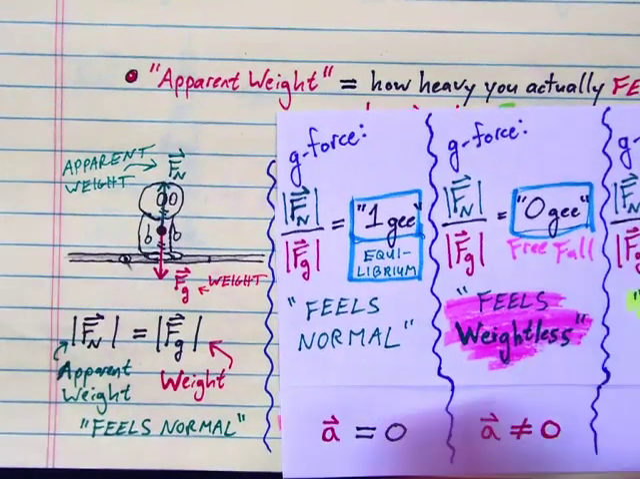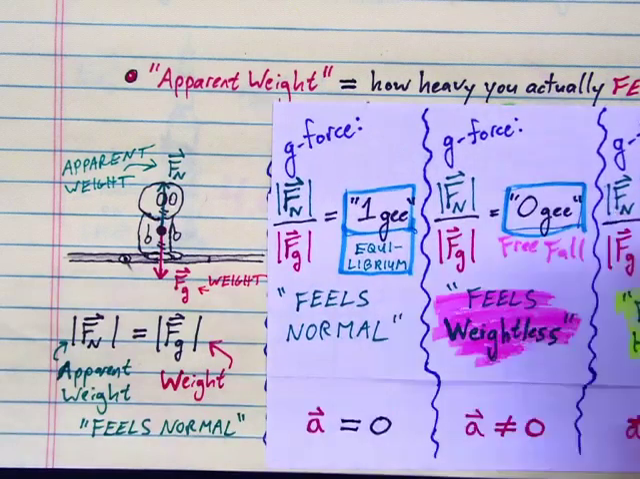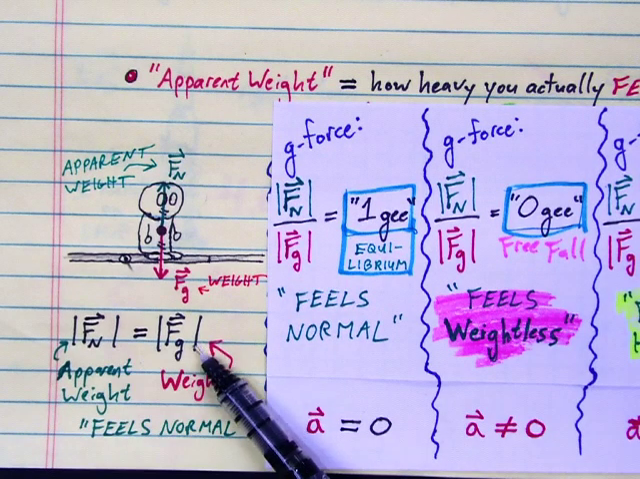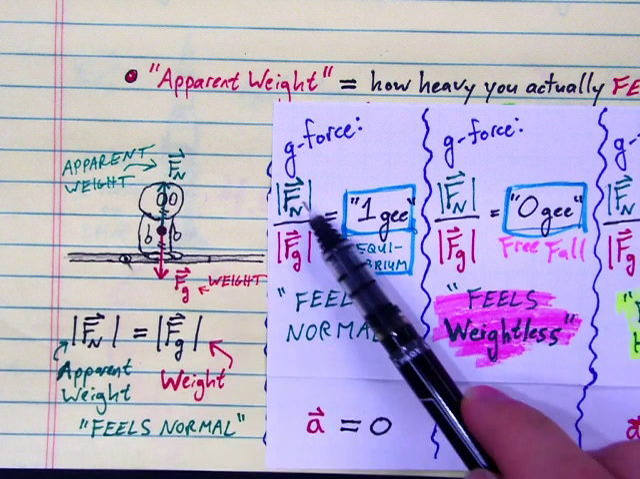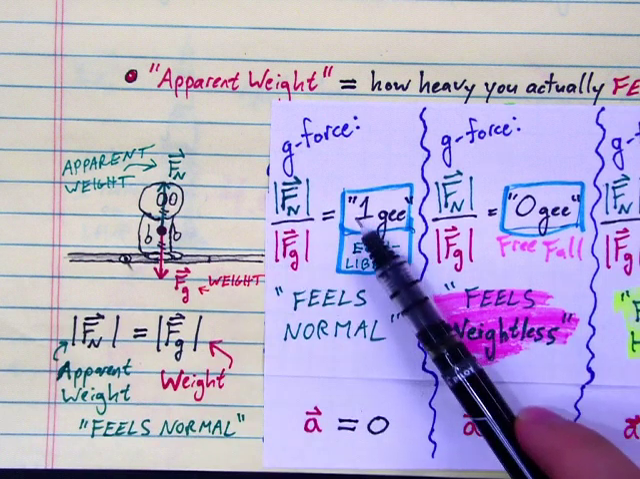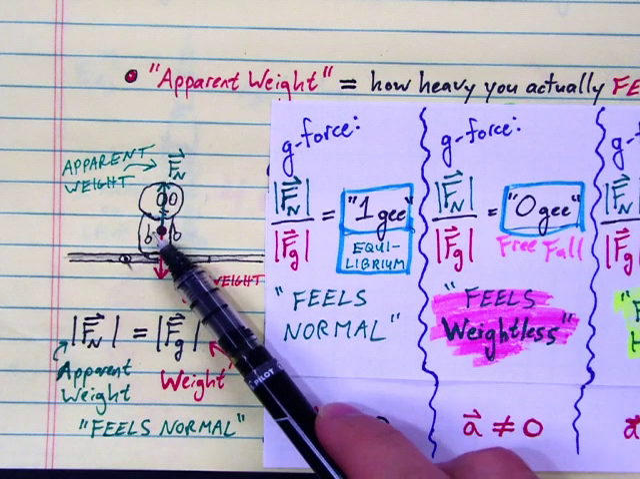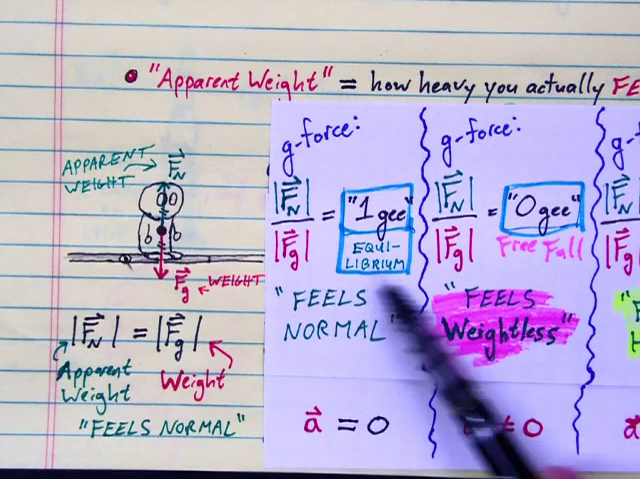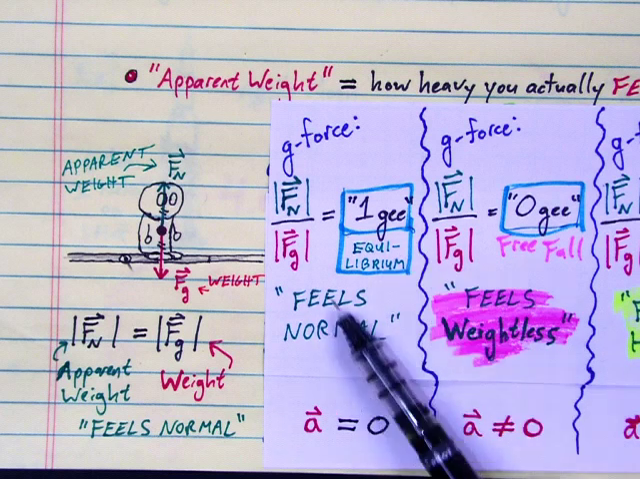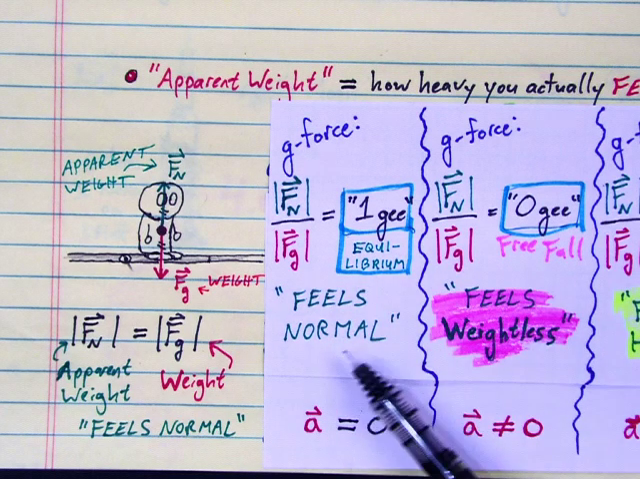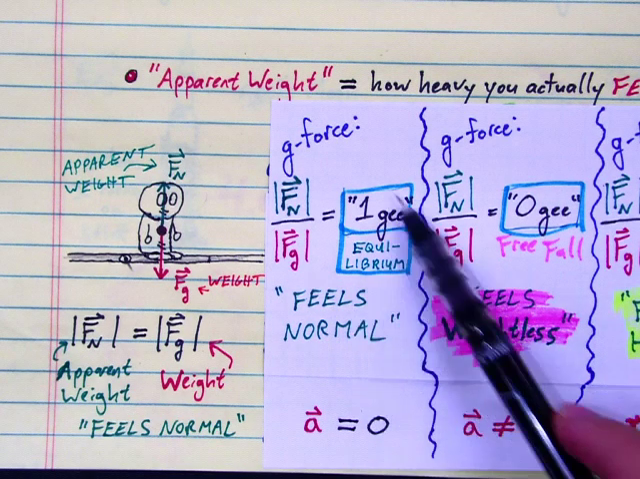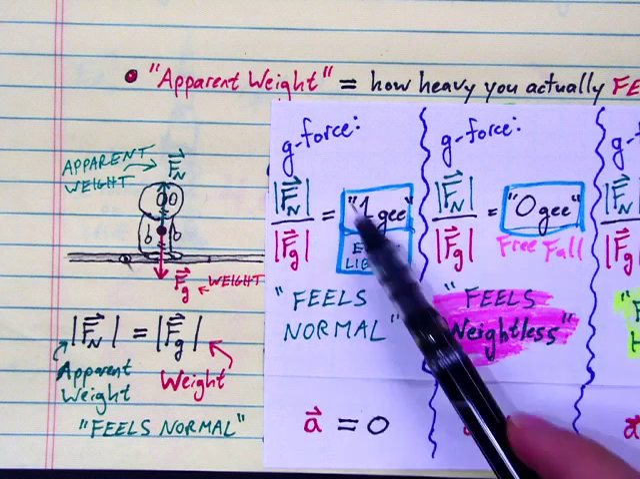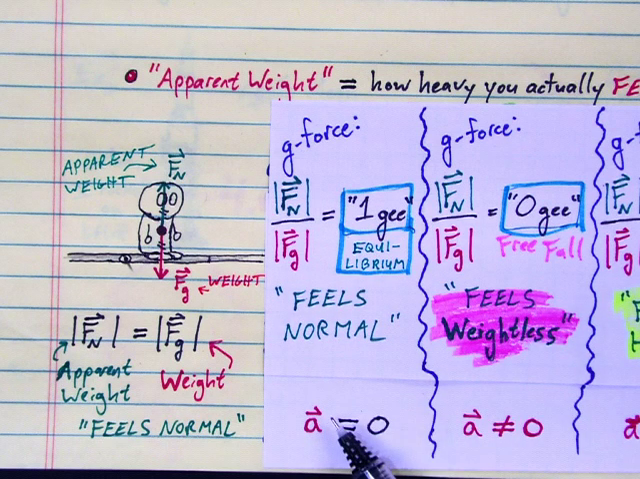Okay, so if you're standing still on a surface and your apparent weight is equal to your weight, then the ratio of the two is 1, so we say you're experiencing 1 g. In other words, you're in equilibrium here, and you feel normal. So normally, you walk around throughout your day experiencing 1 g. Note that then your acceleration is 0. That's equilibrium.